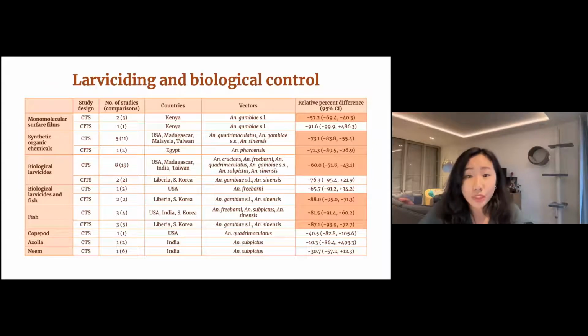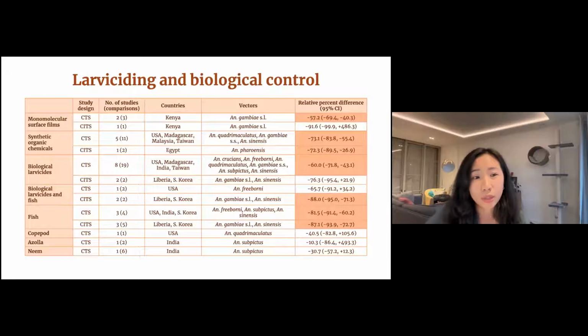In terms of the results, what we saw with larviciding and biological control was, for monomolecular surface films, even though it was based on 2 studies, we saw mixed results. It saw a 57% reduction in 2 controlled time series. And then with synthetic organic chemicals, we found that it was effective in reducing around 72% of anopheline larval numbers. Bear in mind the number of studies that were included in these analyses.